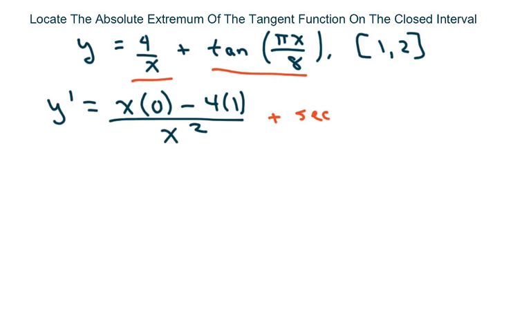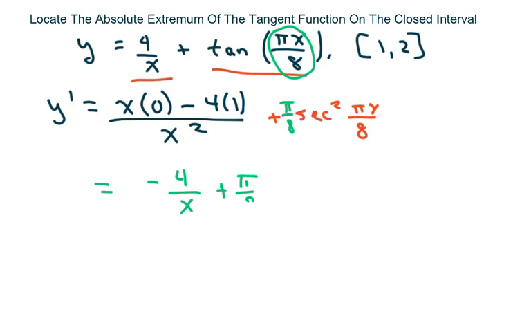So that's going to be secant squared of pi x over 8. And then you multiply this by the derivative of your inner function, which is pi over 8. So I'm going to put pi over 8 here. And when you clean this up, you're going to get negative 4 over x squared plus pi over 8 times secant squared of pi times x over 8, when this is squared.